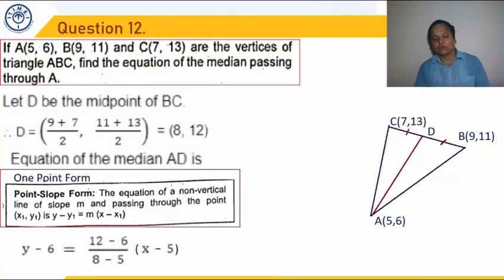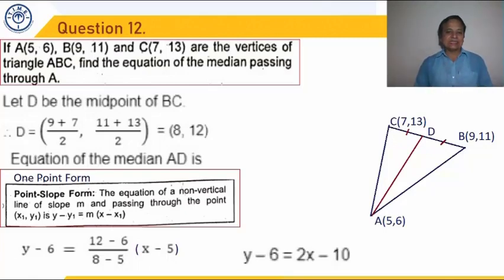So we put the value of slope. It's actually we are using the two-point form. We are putting the value of m. So y minus 6 is equal to (12 minus 6) upon (8 minus 5) bracket x minus 5. So we had put the value of the slope. If slope is given, then it becomes the one-point form.